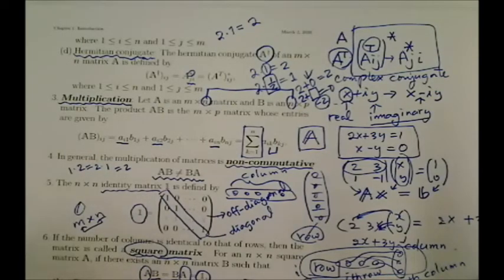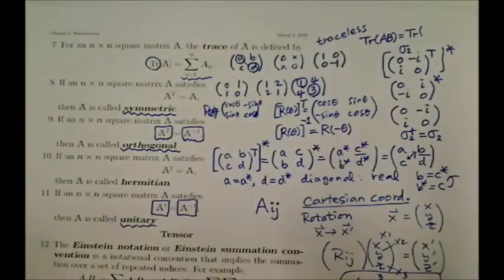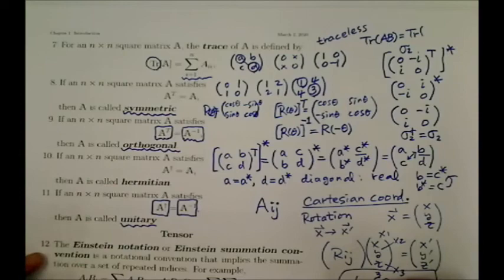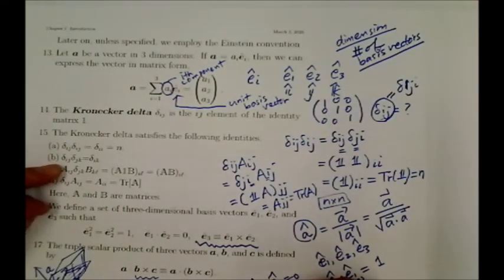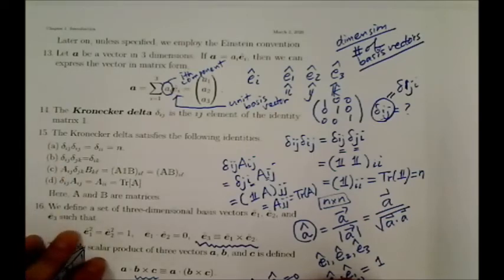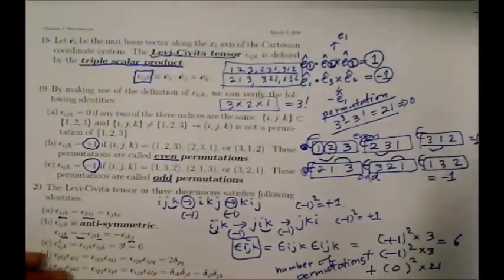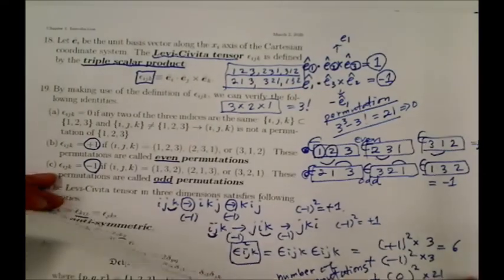But in most cases, finding the inverse of a matrix is rather complicated. We will do that later. Trace, symmetric, orthogonal matrix, Hermitian matrix, unitary matrix, and we studied the Einstein notation for the summation convention. We studied Kronecker deltas, unit vectors, and the triple scalar product, which gave us the Levi-Civita tensor. And tensor calculation was quite complicated, but it is very useful for vector calculus.